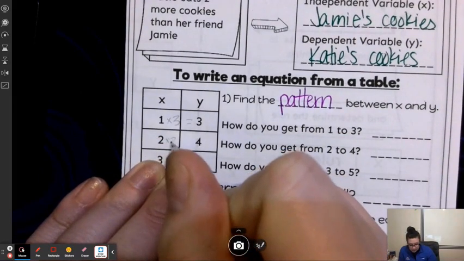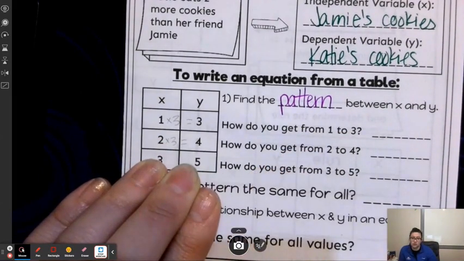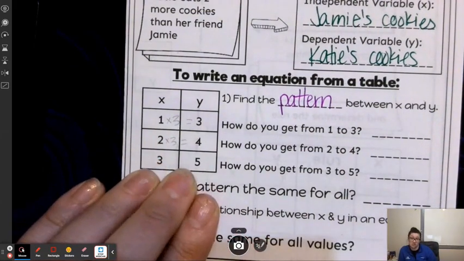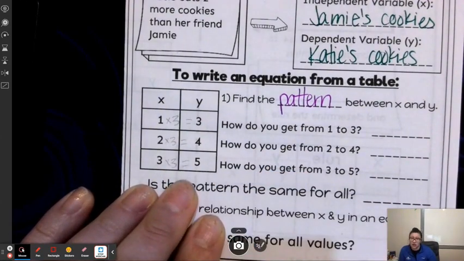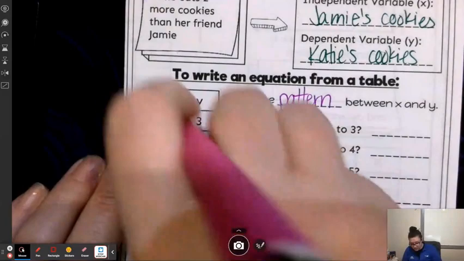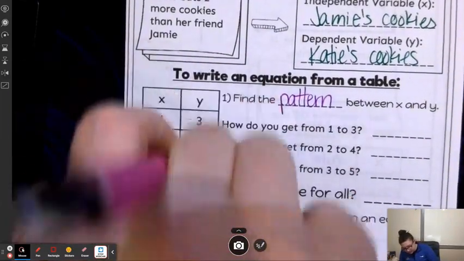Is 2 times 3 equal to 4? No. So that means this pattern of times 3 is wrong. 3 times 3, that's not 5. My pattern here is not times 3. So I'm going to erase that thinking. That was not quite right.